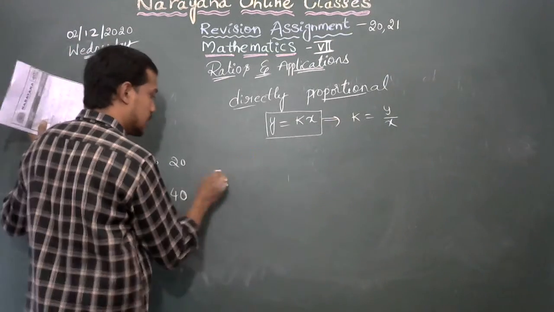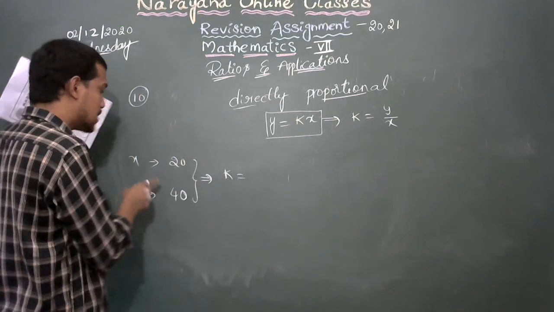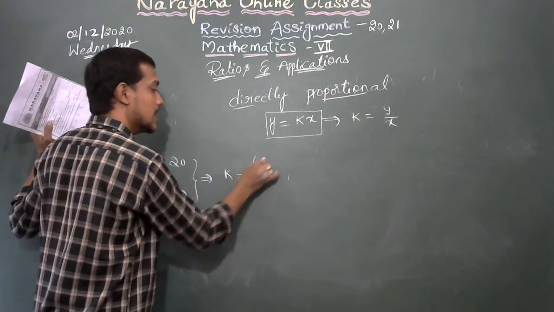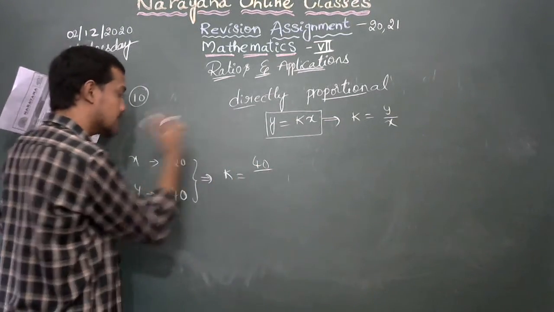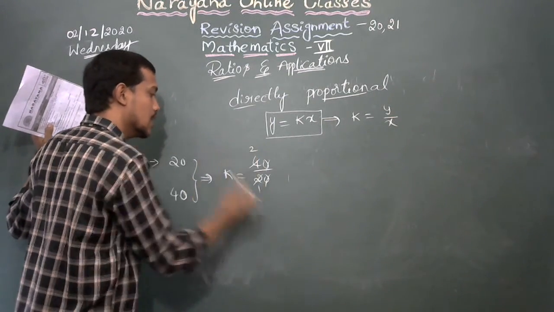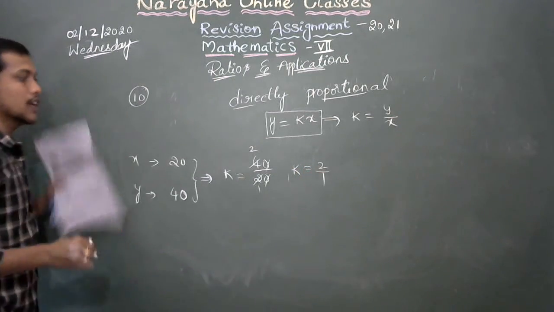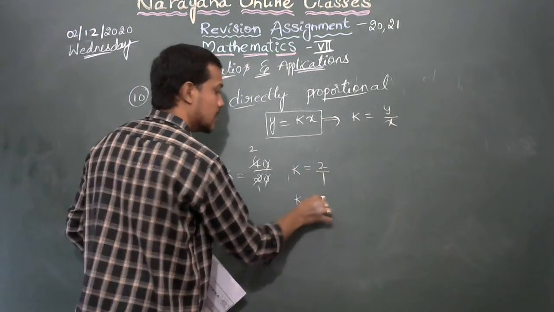So now we find k equal to y by x. What is the value of y? 40. What is the value of x? 20. Zeros cancel, 2 ones are 2, 2 twos are 4. So the value of k is 2 by 1. That means the value of k is 2.